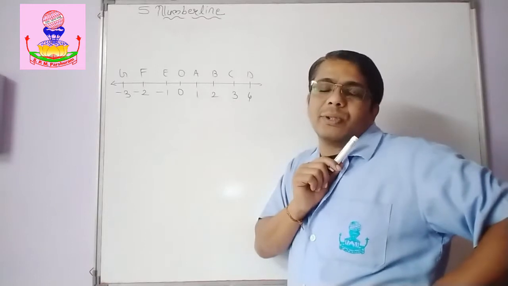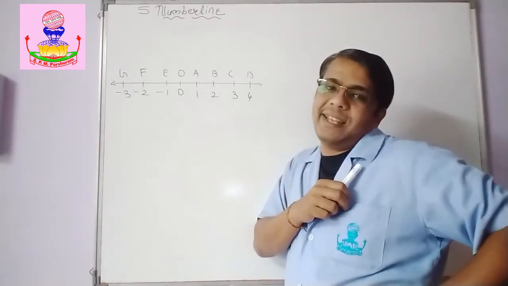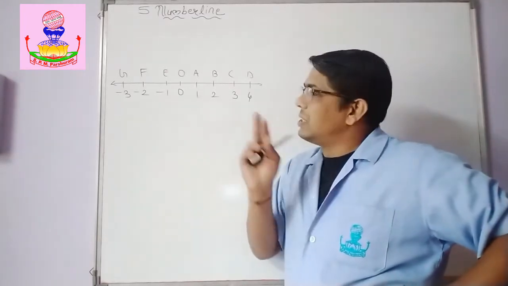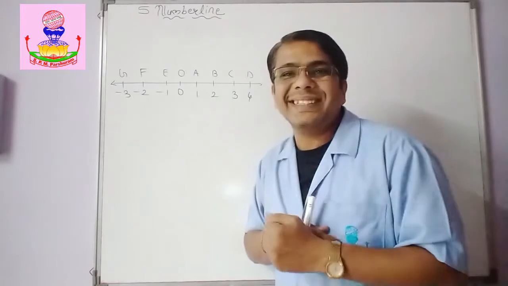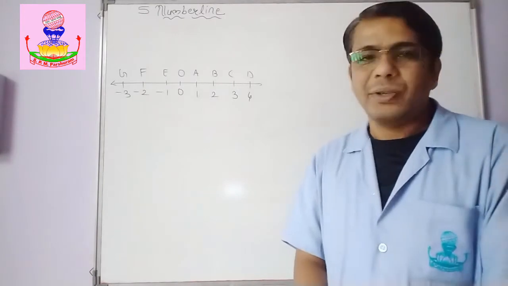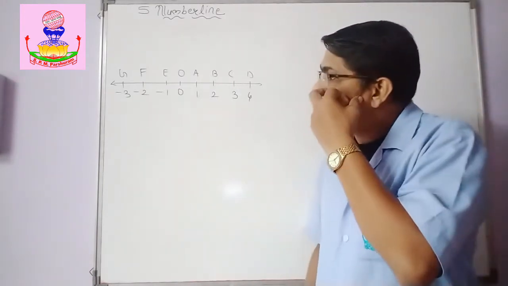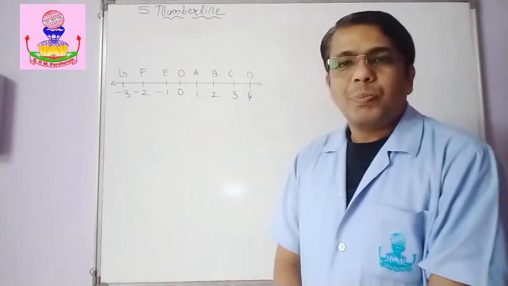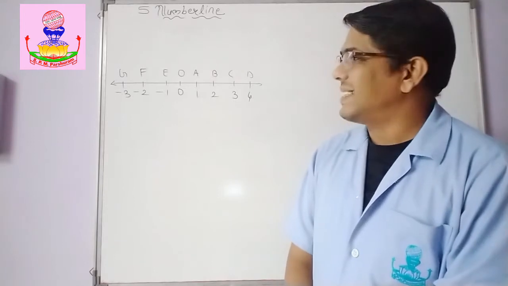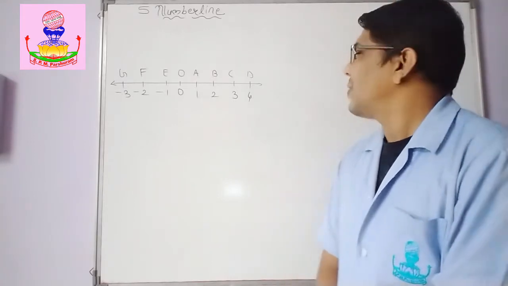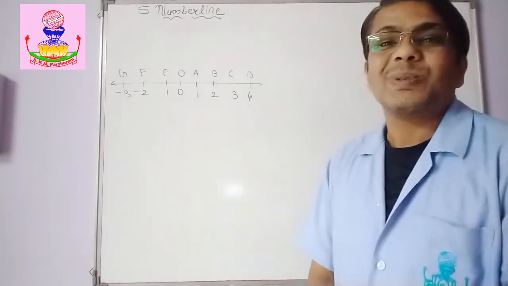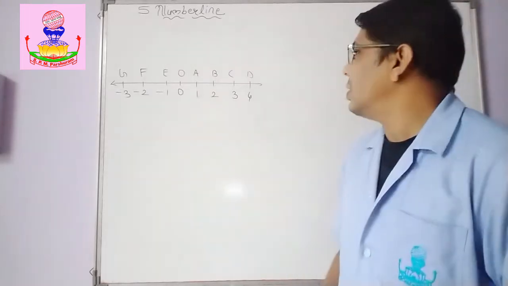We read it like this also. What is the coordinate of point A? 1. What is the coordinate of point F? -2. What is the coordinate of point D? 4. Do you get it? And if I say, name the point represented by -3, yes, point G, right? Or name the point represented by 3, yes, point C. There you are.